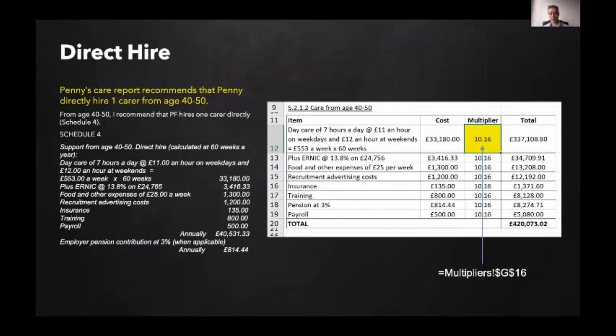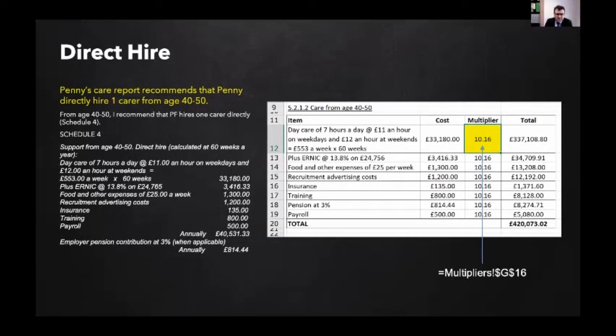Thanks, Ben. I notice that when we look at line 13, we've got national insurance, etc., on £24,756 rather than on the full figure for costs we have in line 12 of £33,180. Can you explain why there's that difference, just in broad brush terms?